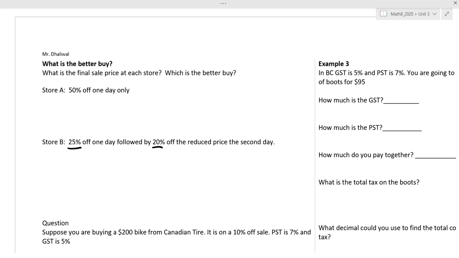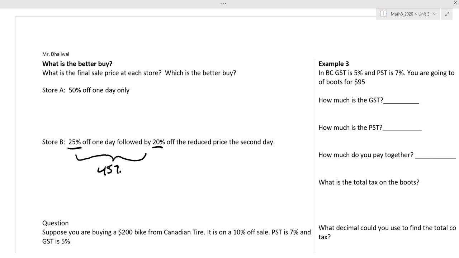So, Alana, did you say something? Store A. And why would you think store A? Because when you add up 25 and 20 equals 45. So you add these two up, you get 45%. And that's definitely already less than 50%, right? So right off the bat, it seems like store A is giving us the better deal.